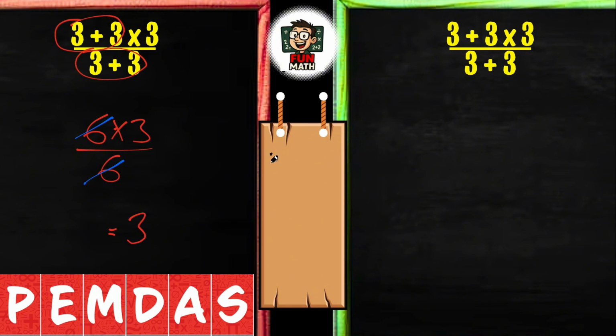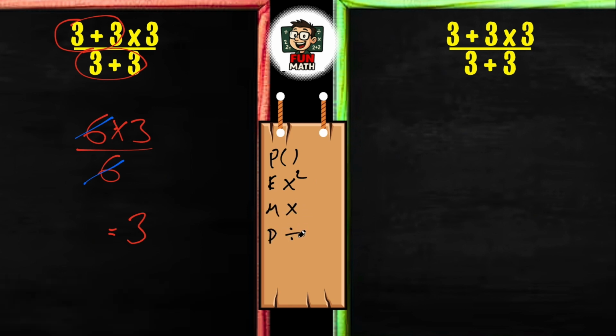P stands for parentheses or brackets. A stands for exponents or powers. M stands for multiplication. D stands for division. A stands for addition. S stands for subtraction.